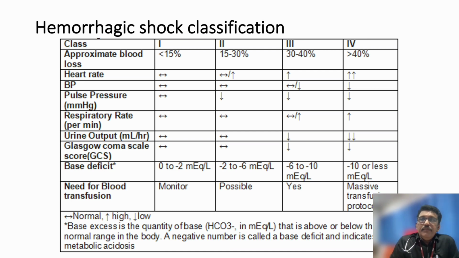To prevent that, when we are giving massive blood transfusion, you have to give 1:1:1 ratio of RBC, platelets and plasma. That is massive transfusion protocol. We will discuss massive transfusion protocol afterwards. So when there is a requirement of massive transfusion, you need to give 1 pint of RBC, 1 pint of platelets and 1 pint of FFP. That is massive transfusion protocol.